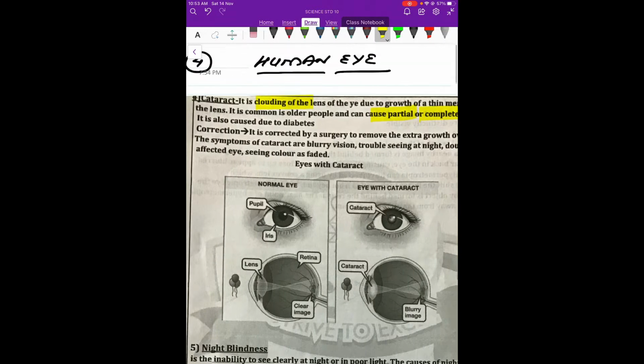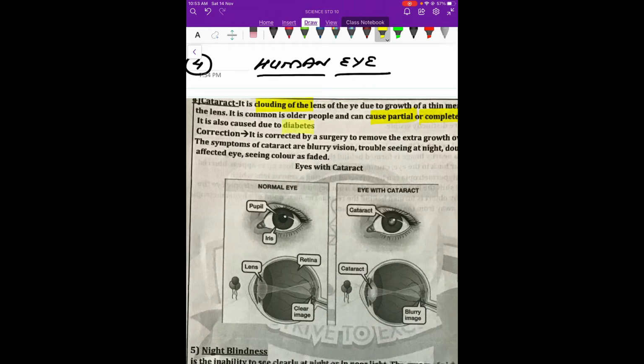There is another reason for cataract, and that is diabetes. If a person becomes highly diabetic, the first thing is an increase in blood sugar level. The second is that it gradually leads to blindness.